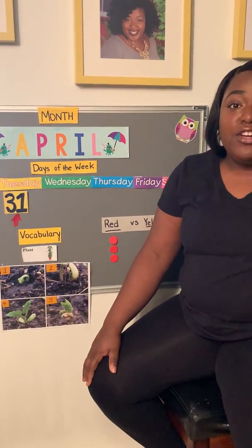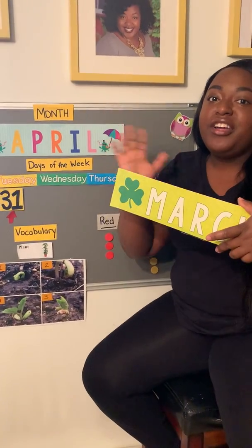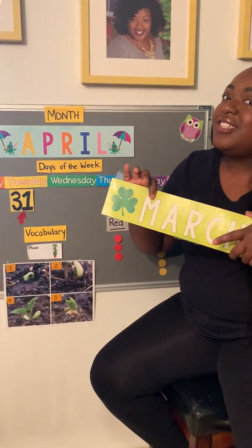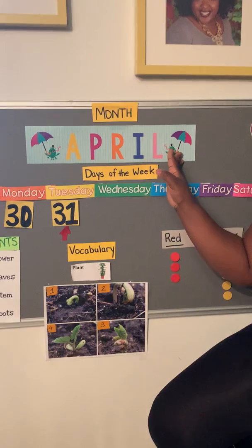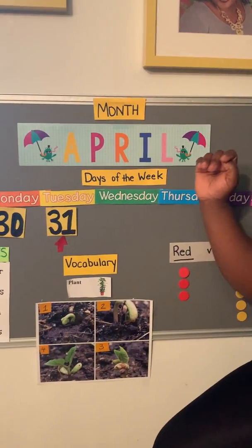January, February, March, April, May, June, July, and August, September, October, November, then December. There are 12 months in a year. All right, so since March is finished, we say bye-bye, March. Say bye-bye, March. All right, and now we say hello, April.